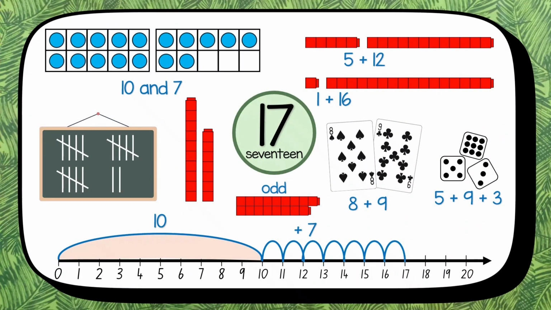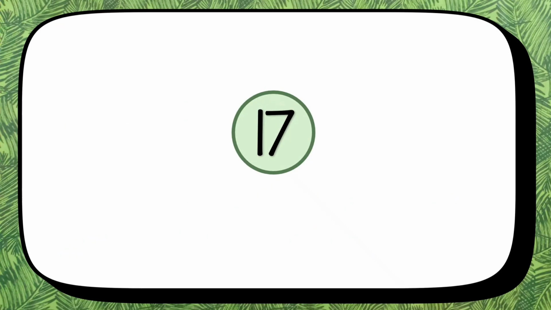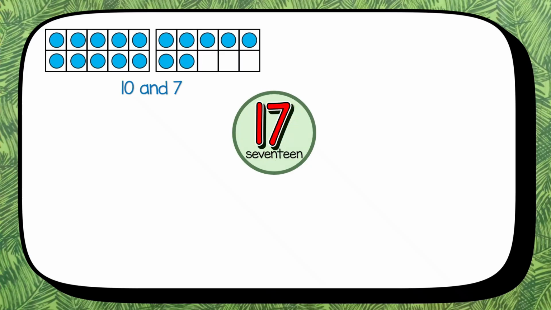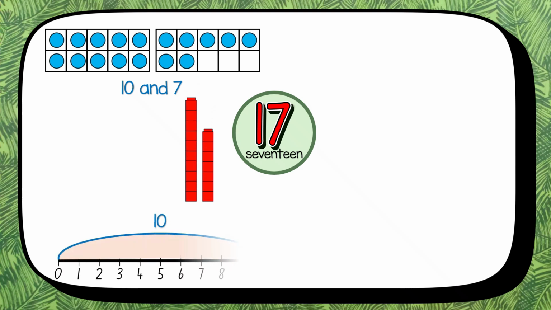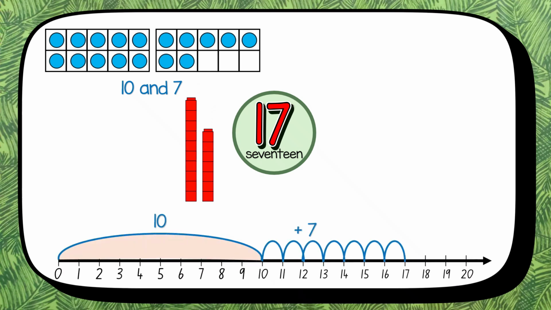Well, we sure have found lots of ways to show 17. Let's have another look at our board. As you can see, numbers are much more than just numerals on a number line. We know that the numeral 17 represents 1 ten and 7 more. Here's the 10 and the 7. And here, and here, all showing 17. We also know that 17 cannot be split into 2 equal parts, and that makes it an odd number.